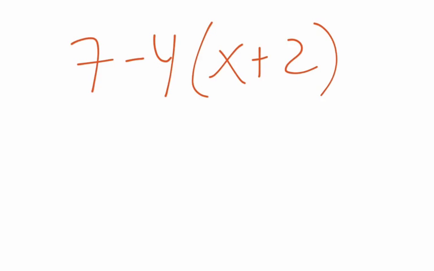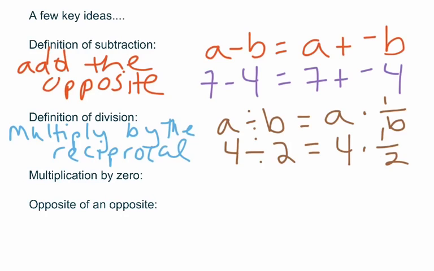If you had something like this and you had to distribute, so we talked about the distributive property, you are not distributing a 4. If you distribute a 4 and you say 7 minus 4x plus 8, you will get it wrong. What you are distributing there is a -4, because that 7 minus 4 is really 7 plus -4. So you'll have 7 minus 4x minus 8. We will do more of that in an upcoming lesson where we go over solving linear equations, but that's why we want to be able to think of our subtraction in different ways.